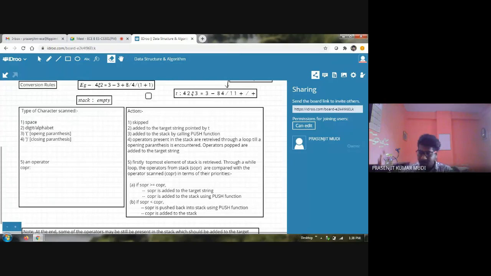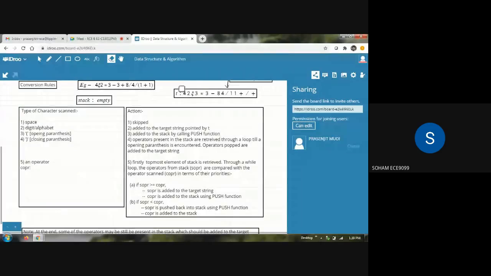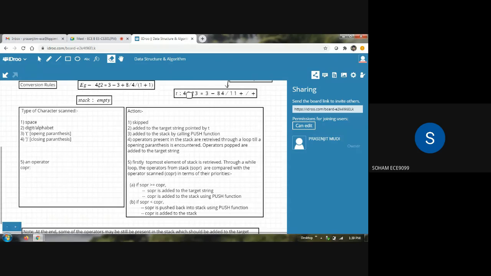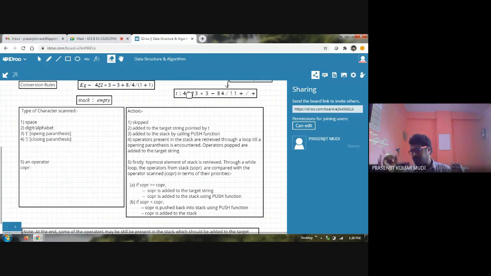Adding to the target string basically means appending. If you think of the target string as a linked list, then you are just appending the characters. Or if you think of it as a character array, only at the end of the string you are adding the characters one after another.